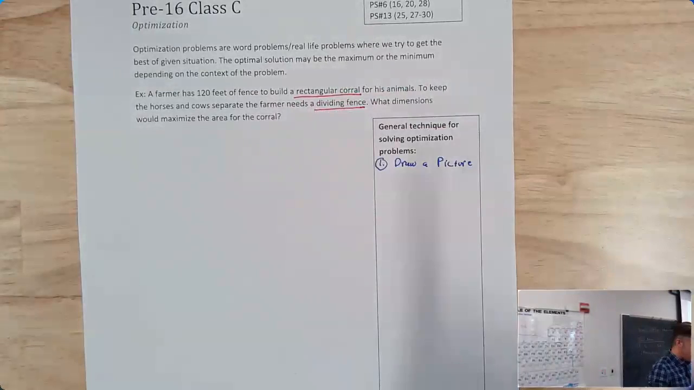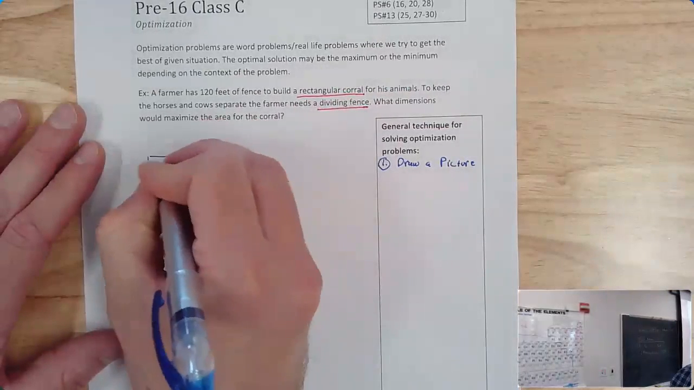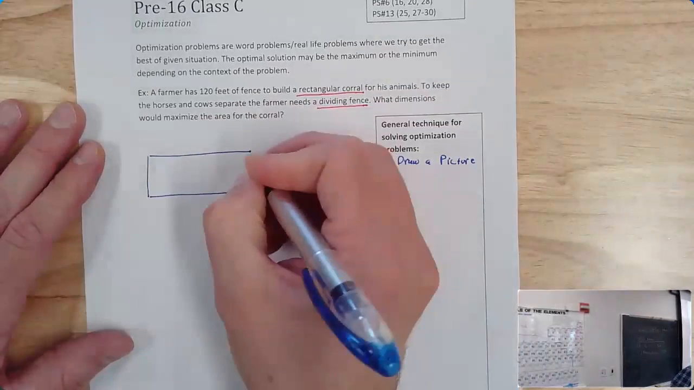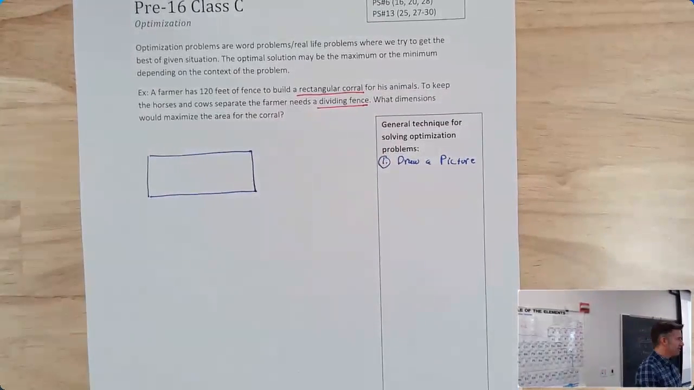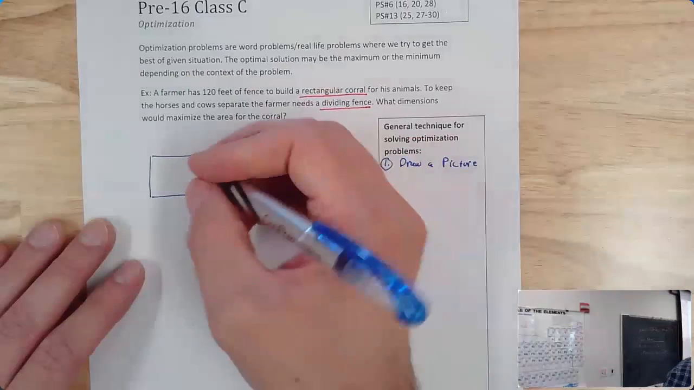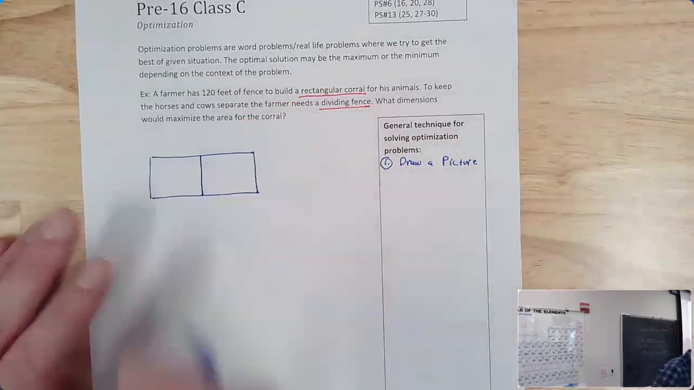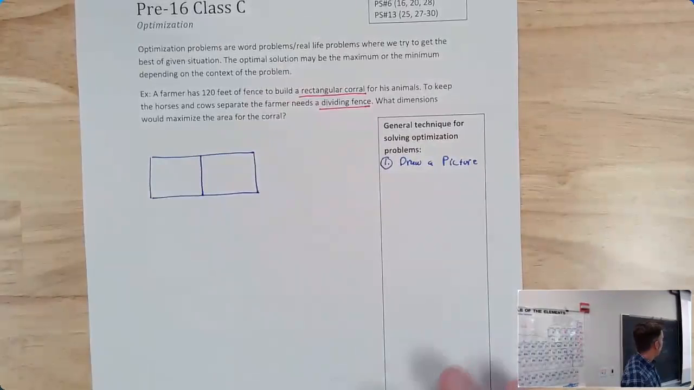So I'm going to draw myself a rectangle with a dividing fence. Now, you could orient the dividing fence either way you want. You can make it horizontal, you can make it vertical. I guess you could make it diagonal if you wanted to, but I should have been more specific that it needs to be vertical or horizontal. It's going to split it right in half and not in a diagonal way, because that would be atypical. It'd be kind of weird. So I'll do it vertically like this. Great. So there's our corral.